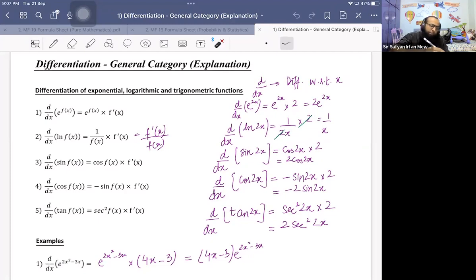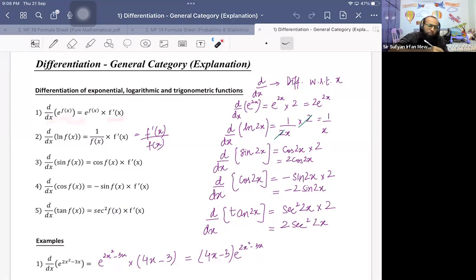So let's begin. The first thing that we have to cover is differentiation of exponential, logarithmic, and trigonometric functions. When we see this d upon dx written, this means differentiate with respect to x. So if d upon dx of e power fx is written, this means we are differentiating e power fx with respect to x. How do we differentiate e power fx with respect to x? The differentiation of e power fx is equal to e power fx multiplied by f prime x.